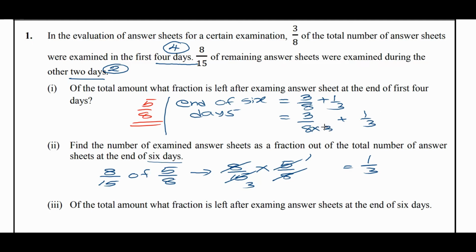Then this should be multiplied by 3 and this should be multiplied by 3. This should be times 8 and this should be times 8. Then it will be 9 out of 24 plus 8 out of 24. That means this should be 17 out of 24. Then the second part answer is 17 out of 24.